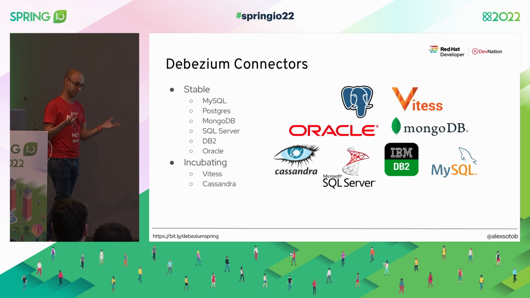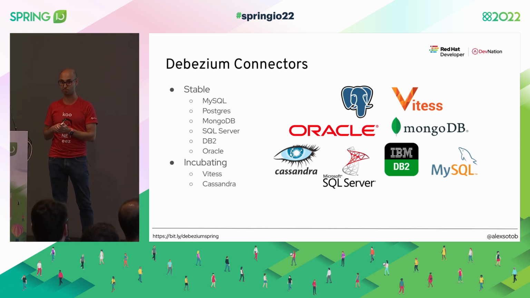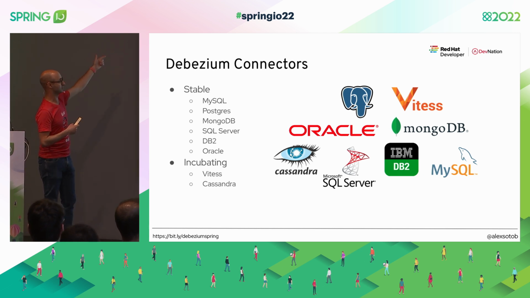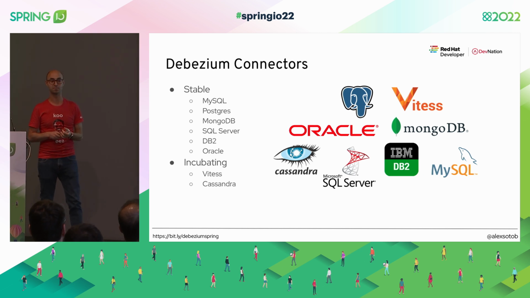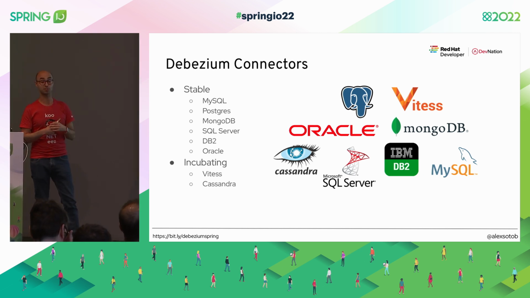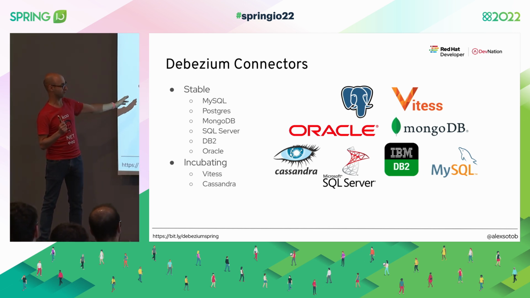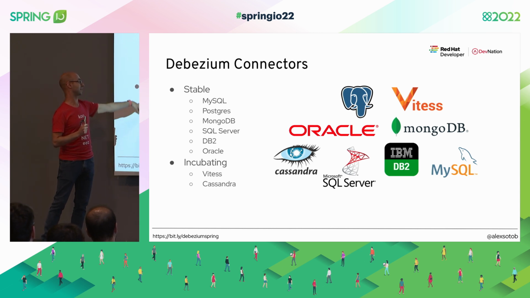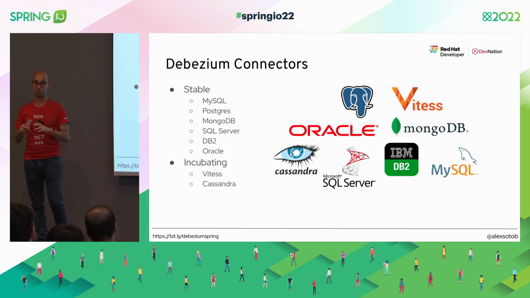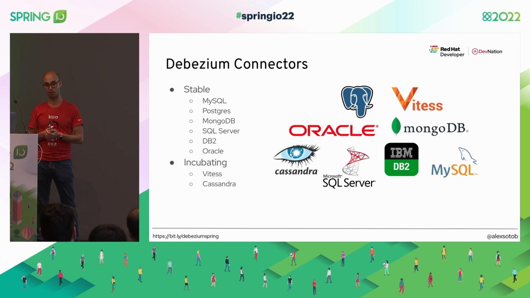Maybe you ask, okay, we've got Debezium, but which databases are supported in Debezium? And these are the ones. It's MySQL, Postgres, MongoDB, SQL Server, DB2, and Oracle. So probably from the SQL space, most of you are covered. And from NoSQL, well, I don't know exactly which, if it's SQL or NoSQL. That's not true. But you've got Cassandra and MongoDB. So if you are using any of these databases, you can use Debezium.